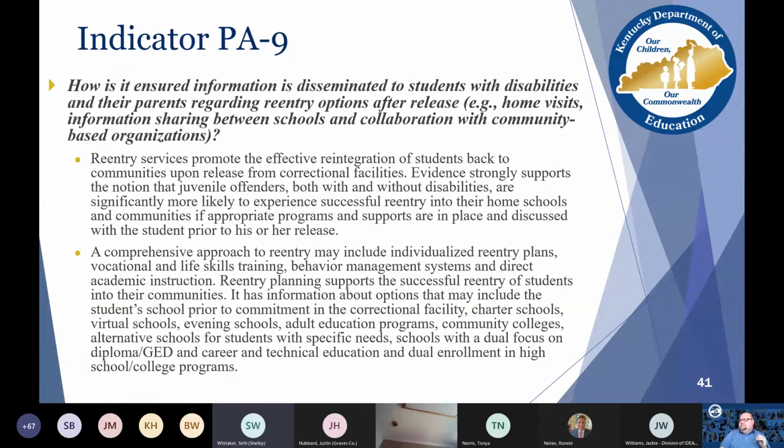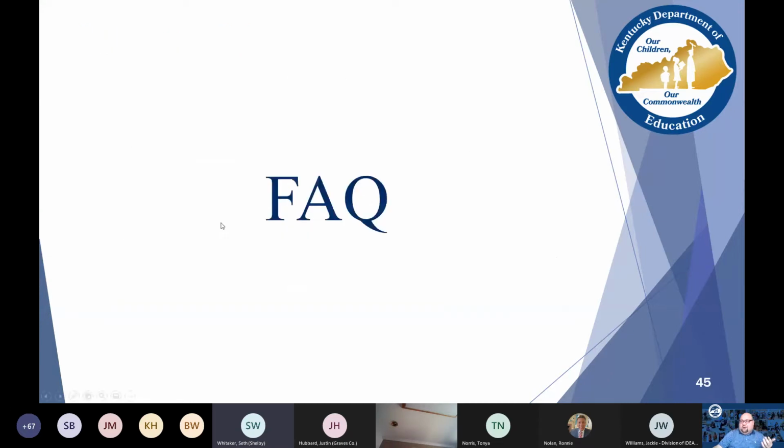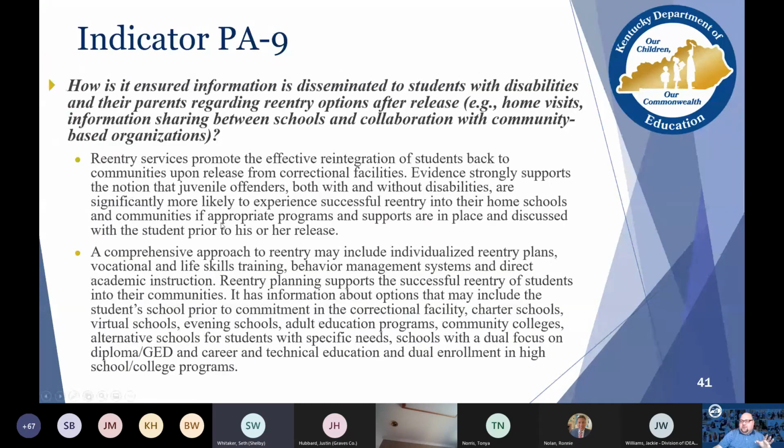Information is sent to students with disabilities and their parents regarding reentry after release. We've talked a little bit about that, so make sure that this is an area that we're addressing: transition and reentry, and we'll provide recommendations. But this is not a compliance indicator. Sorry, it is something that we address and we look at. You have to make sure that those kids have reentry plans, vocational and life skills training, behavior management, and directive academic instruction.